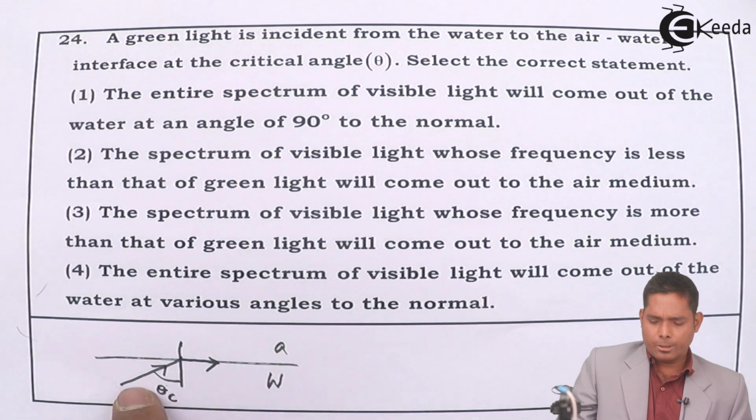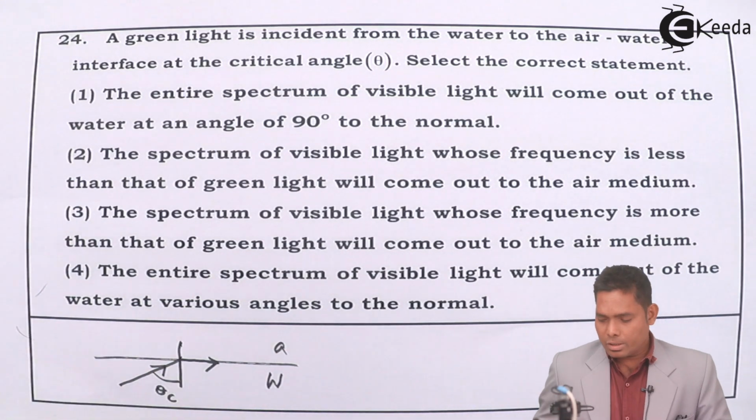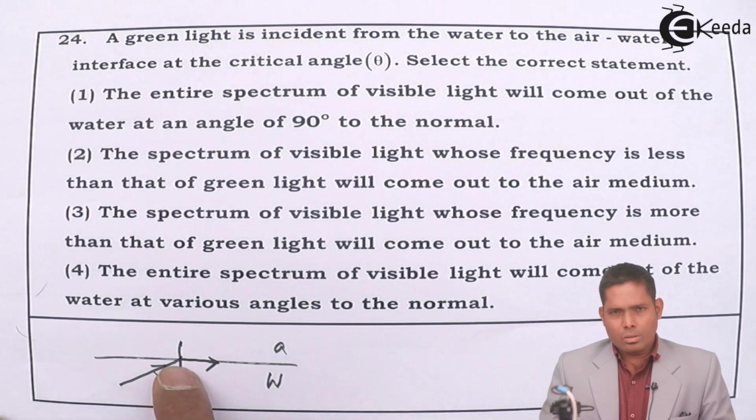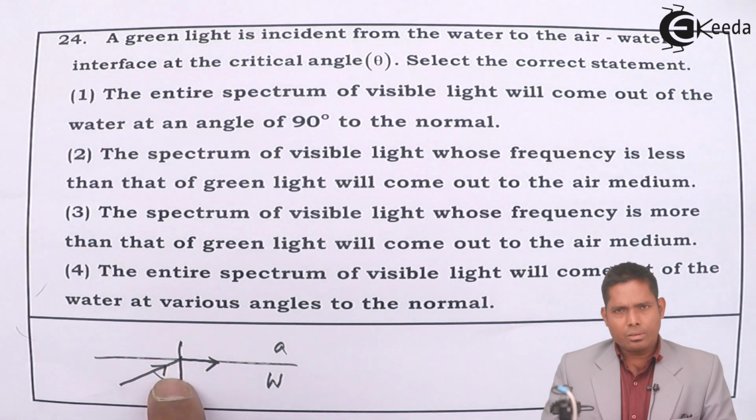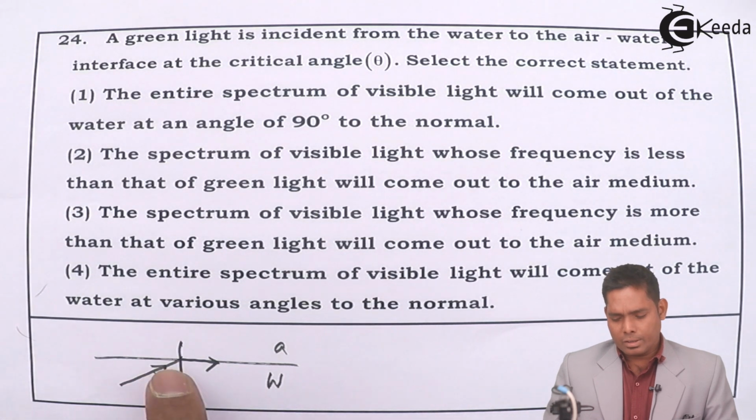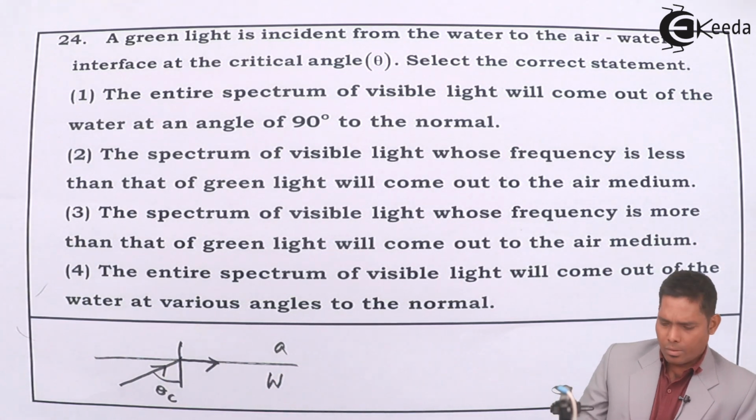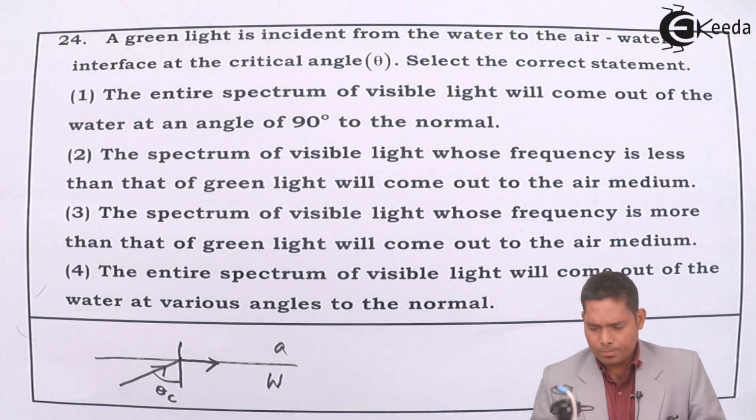Because of the different rays, different colors, only if the critical angle matches this will it move along this. If the angle of incidence is greater than the critical angle, it will come back to the water medium. If the angle of incidence is less than the critical angle for that given color, then it will come out. So which colors will come out?